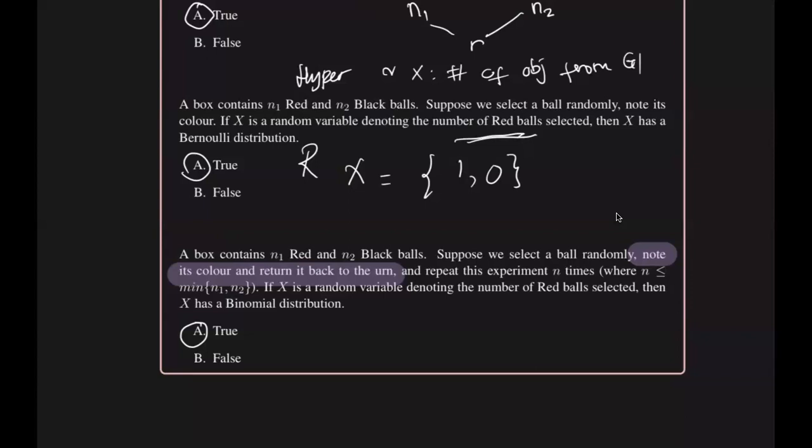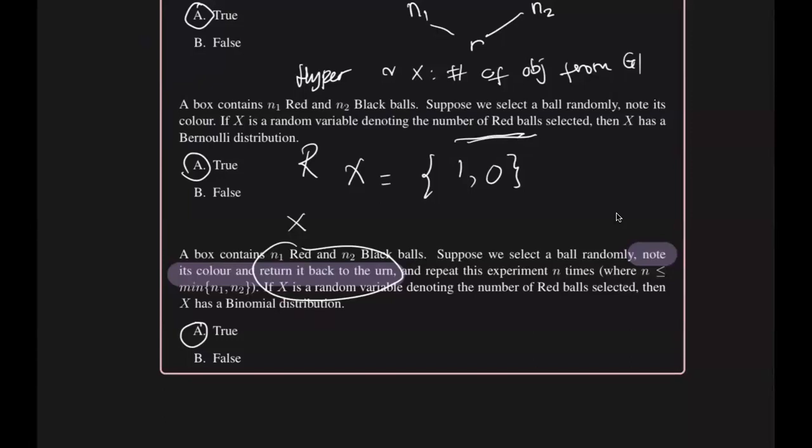But if we just exclude this condition, if we don't return it back to the urn, then what distribution is X? If we don't return whatever ball we got back to the urn, and X still denotes the number of red balls selected, then X follows a hypergeometric distribution.